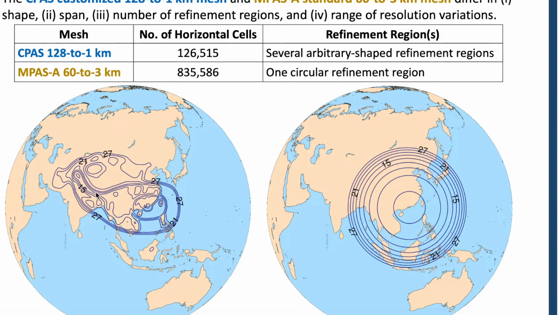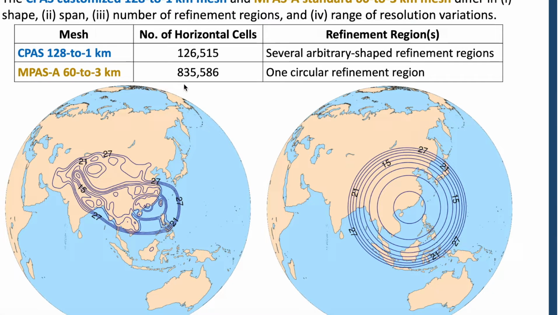Here is the result. The Himalayas have finer resolution. But for the rest of the globe, we use very coarse resolution, 128 km, to save computational resources. We compare this customized mesh with the MPAS standard 60 km to 3 km mesh.